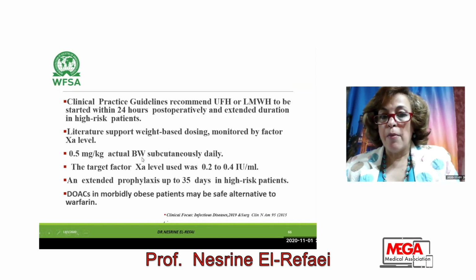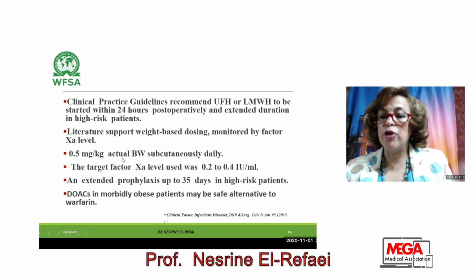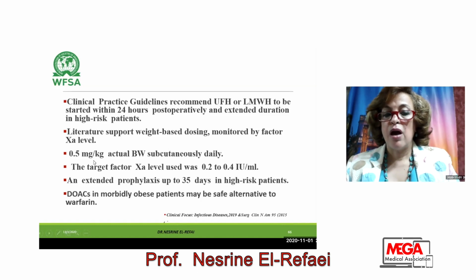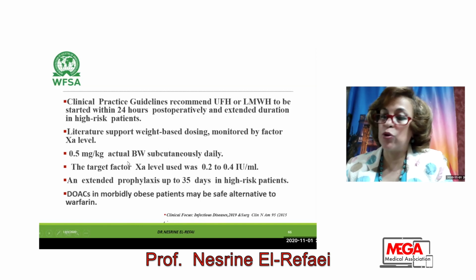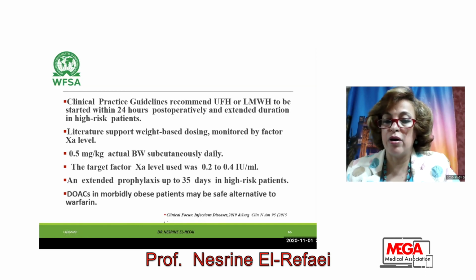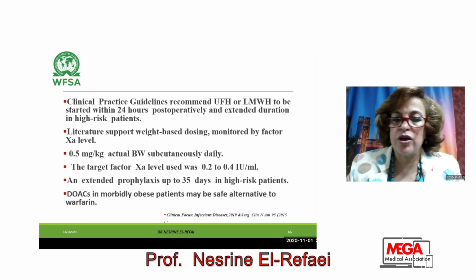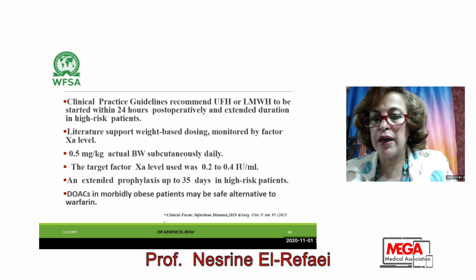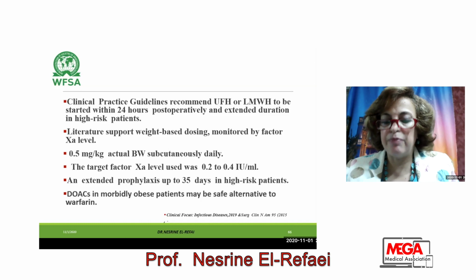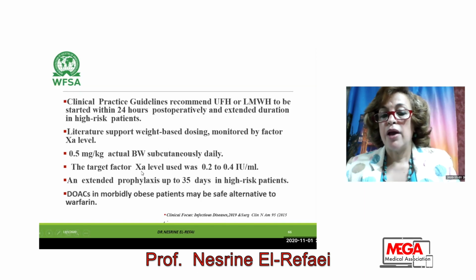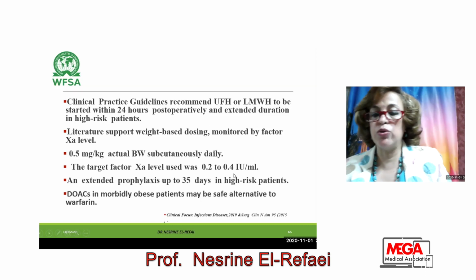So, if you are using the low molecular weight heparin, give it according to the body weight, 0.5 milligram per kg of the actual body weight subcutaneous, and don't use the standard doses that we use, therapeutic dose and prophylactic dose, 60 international unit or 80. Be strict to the actual body weight, and our target is factor 10A level between 0.2 to 0.4 international unit per milliliter.